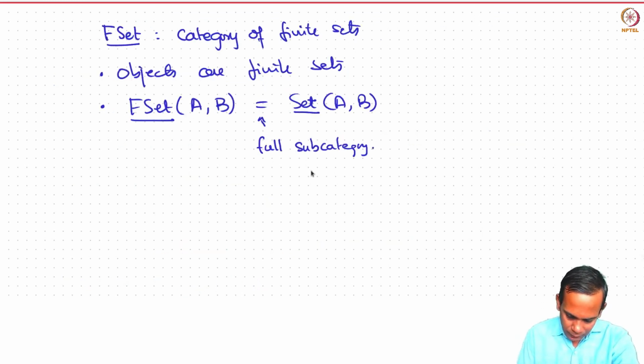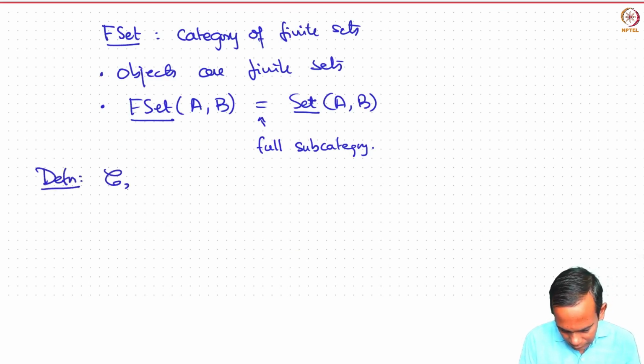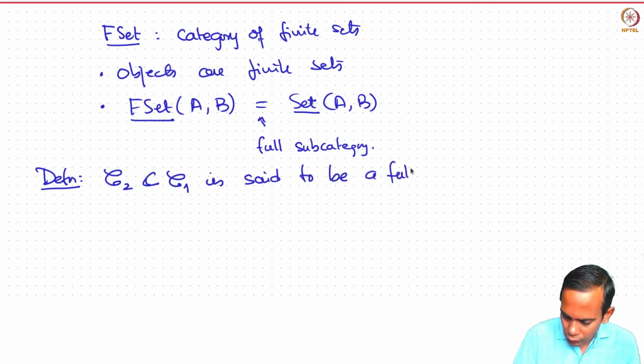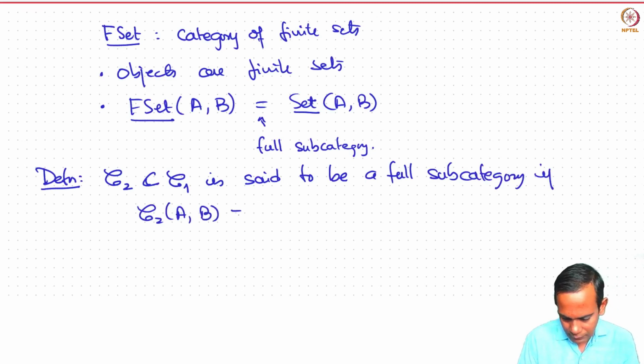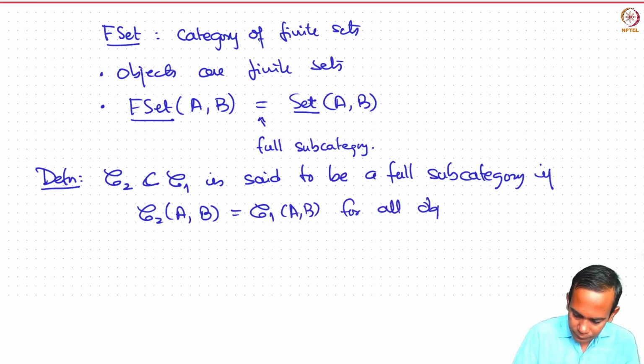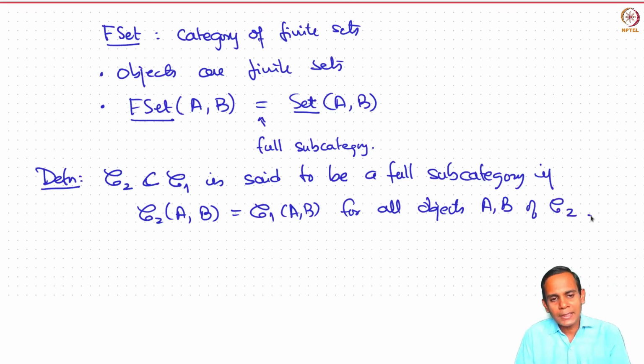And so we can formalize this notion of full subcategory into a definition. C2, a subcategory of C1, is said to be a full subcategory if C2(A, B) is C1(A, B) for all objects A and B of C2. So the objects get restricted, but the arrows do not.